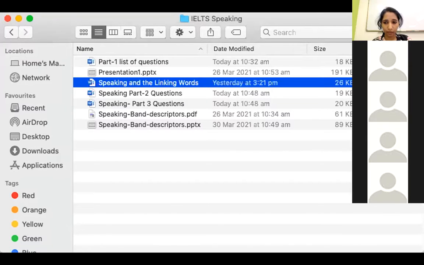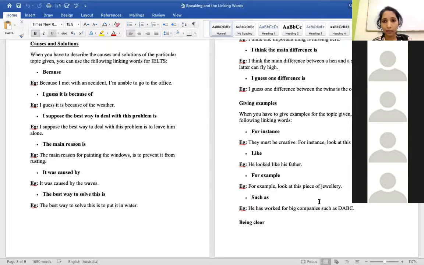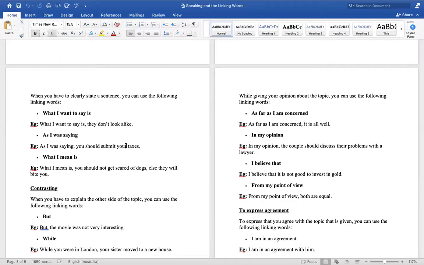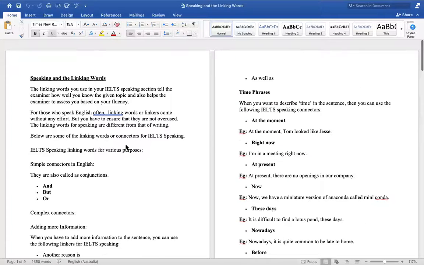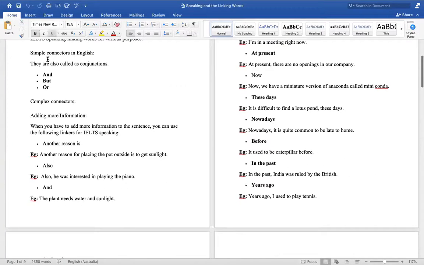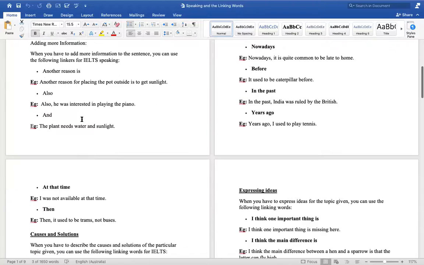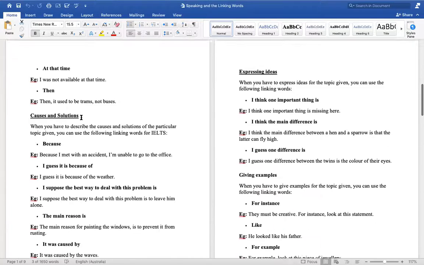Can you please share these linking words again? Can you see it? Okay. So these conjunctions have to be there. These simple connectors, and, or, but, have to take a prominent place in your speech. For whatever reason, this comes naturally to you, so don't worry about it.